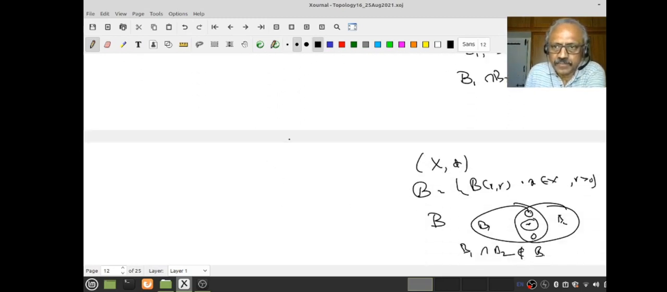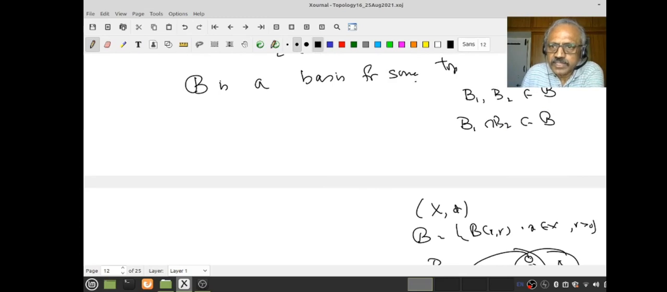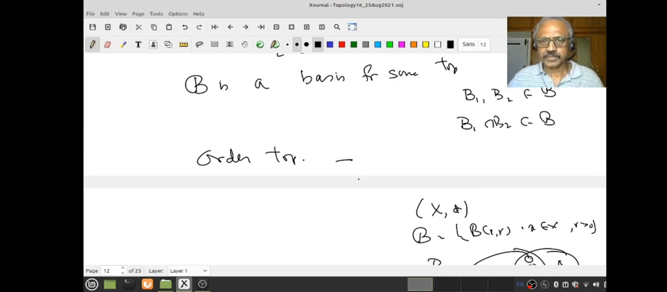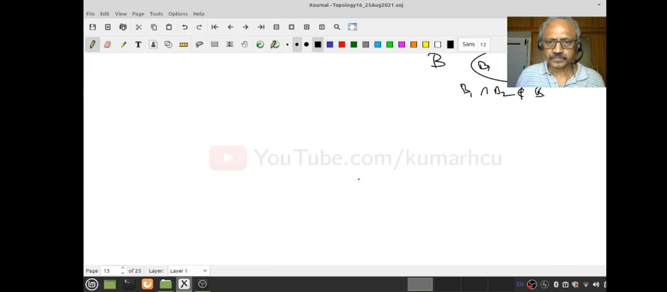Anyway, so this is the basis for some topology. That topology is called the order topology. Go back to the way we defined the order topology. What we claim is that this is the basis for the topology. And the next example is the most fascinating example.